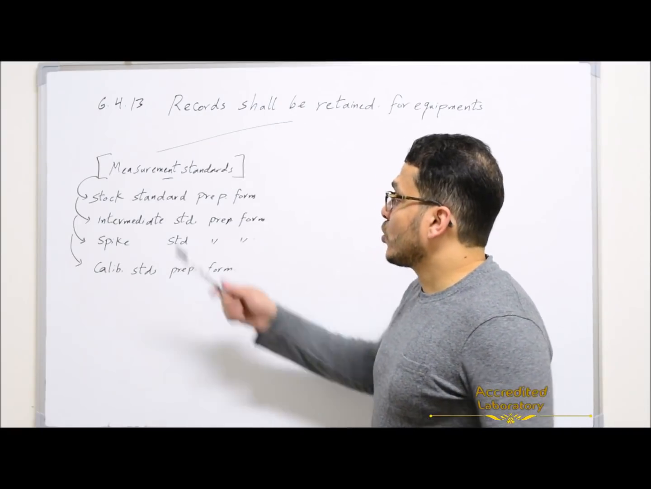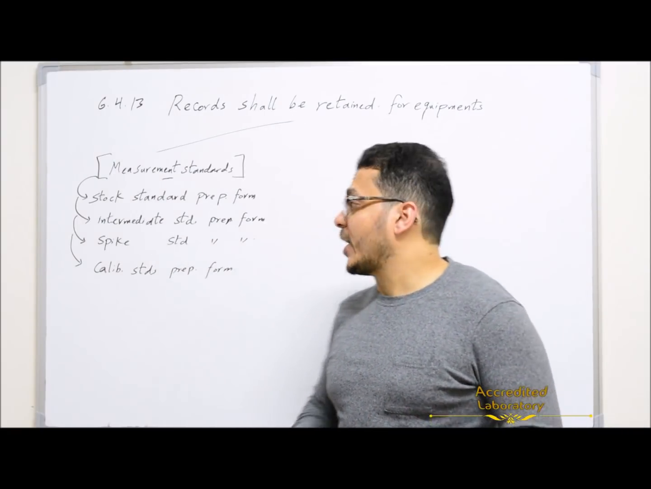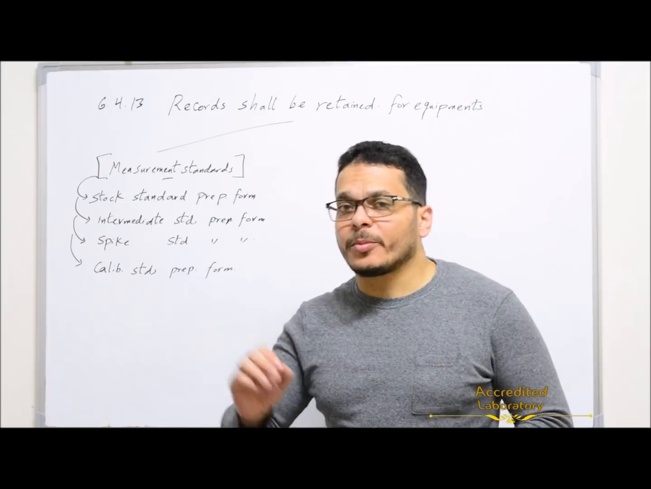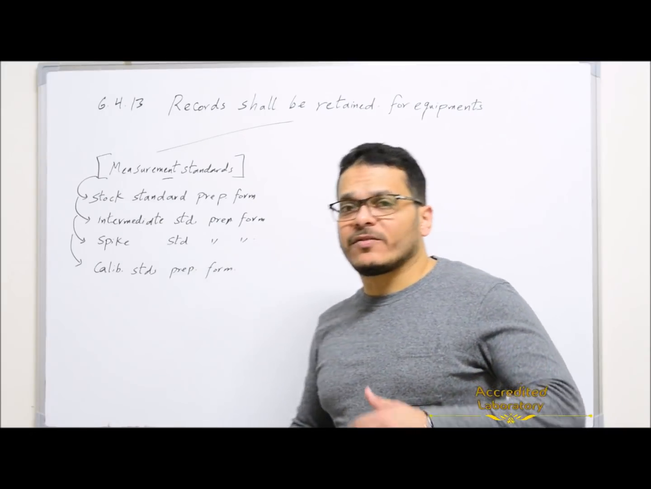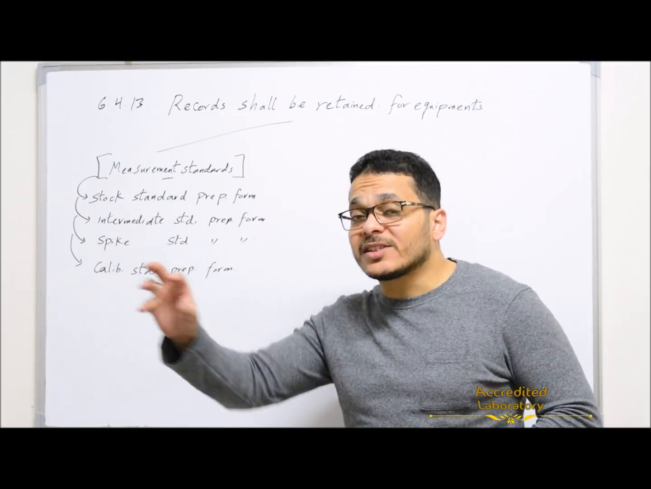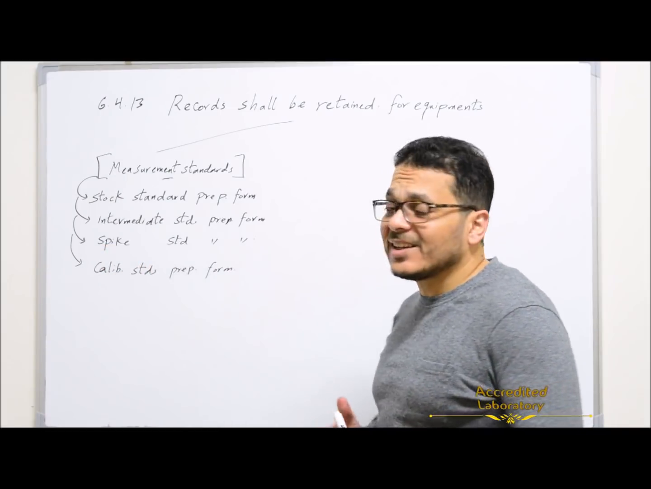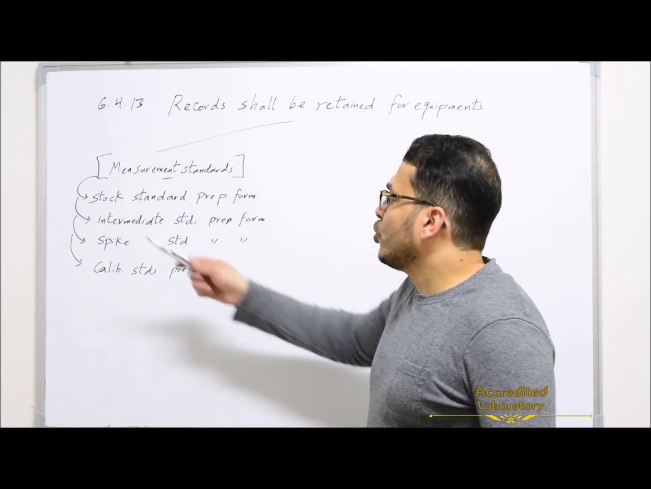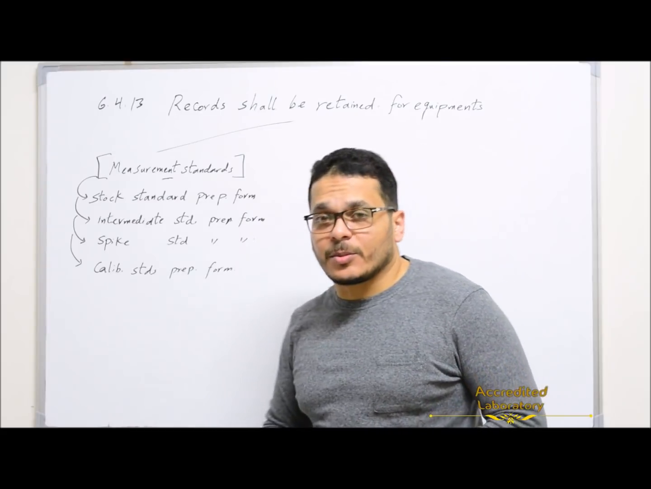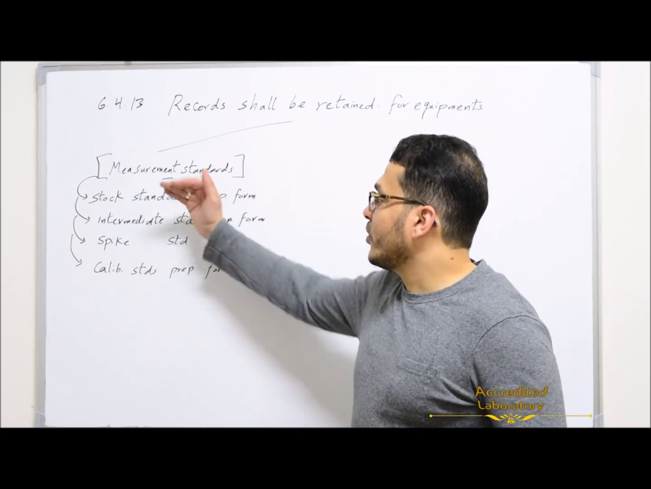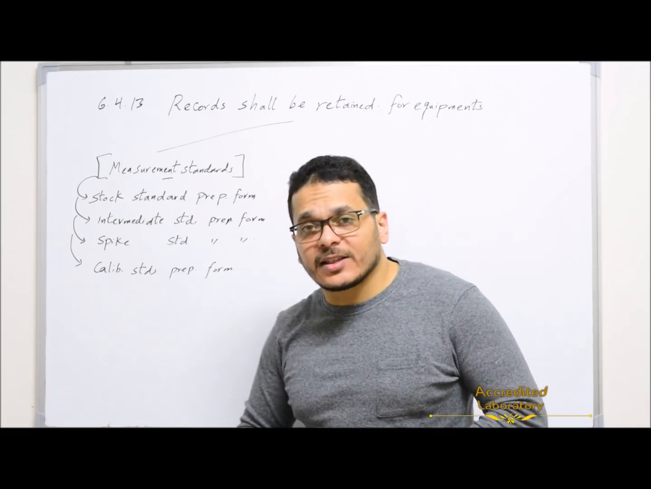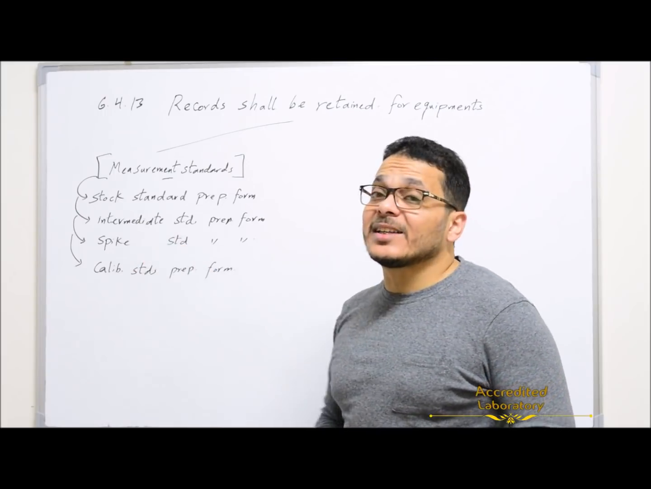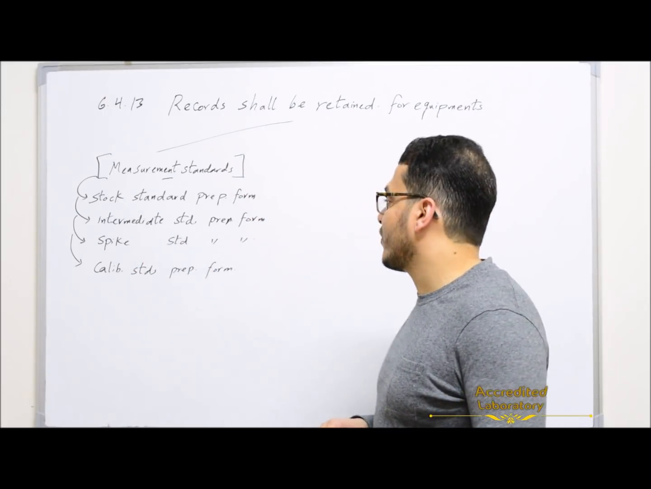For measurement standards, you should also have some forms such as a stock standard preparation form. In this form you will write how you prepared your stock standard, from powder or liquid, whatever standard you received from the company, and you should have a certificate for the standard you received from the company. Then you will also have an intermediate standard preparation form for what you prepared from the stock. Then you will have a spike standard preparation form and how you prepared that spike, and the expiry date for all of them should be written in this form also.